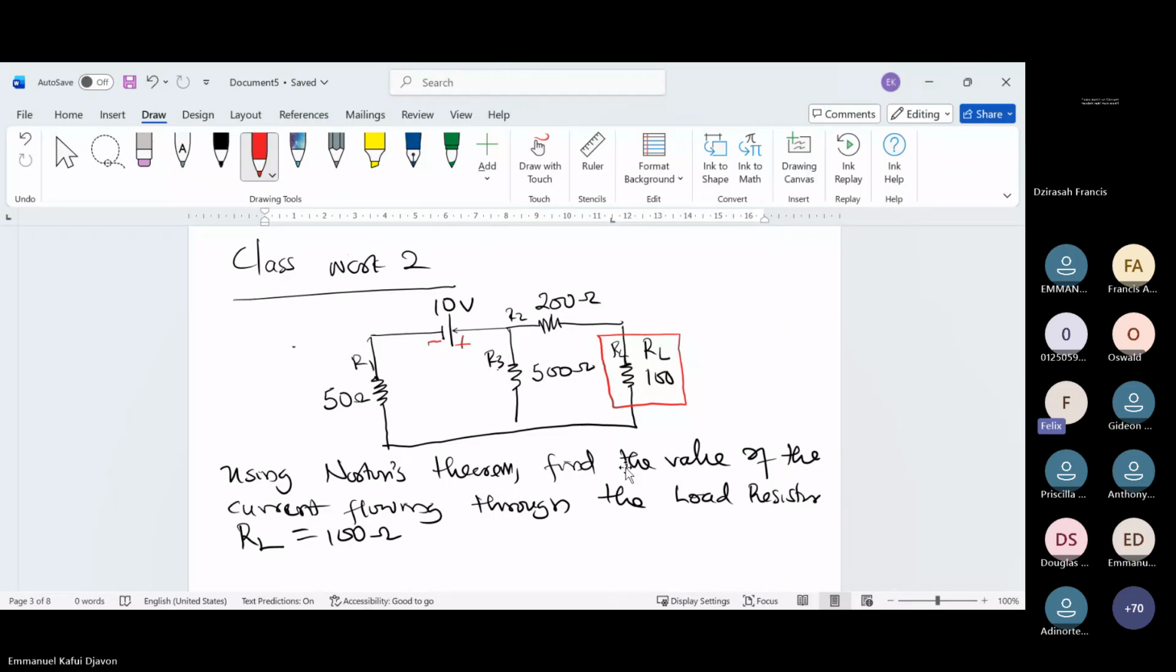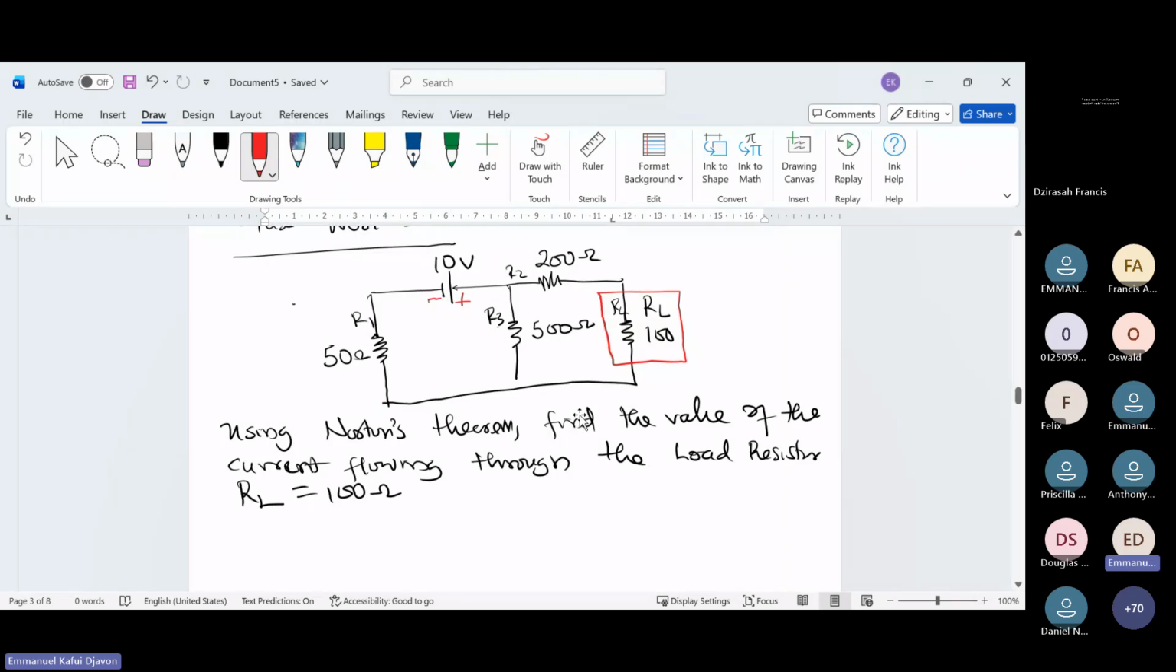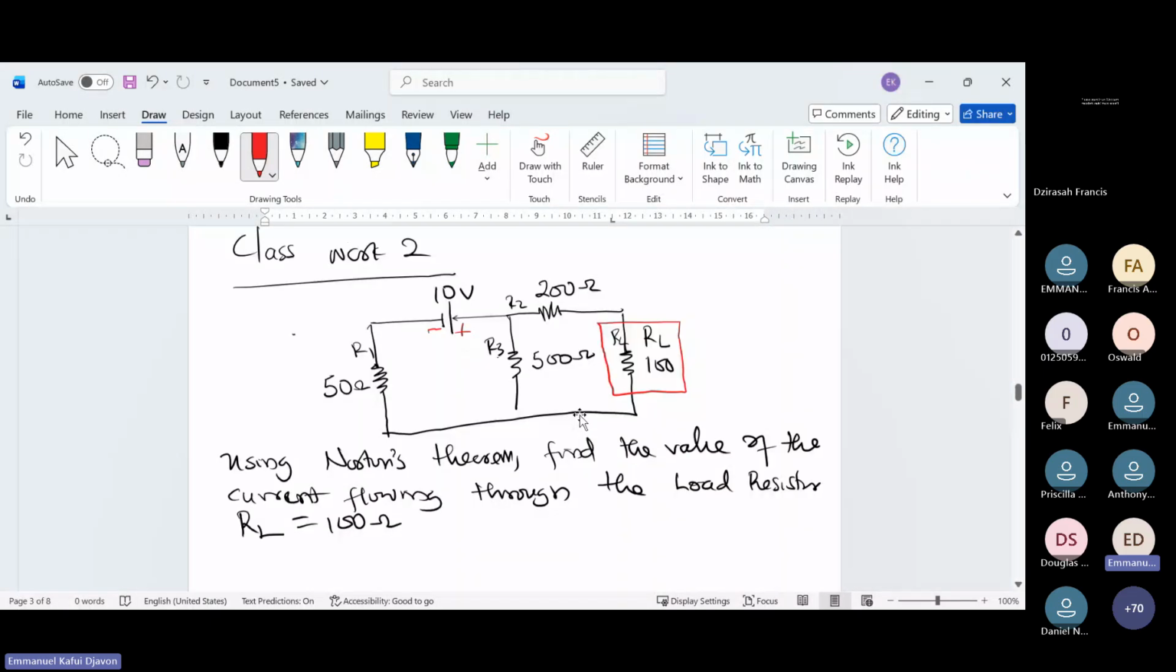Sir, Martin, please continue. I solved it. I got the current passing through the RL to be 0.13 amps. I don't know whether it's correct or not. Please, since he is talking, allow him to talk and then let's all hear him, please. Don't say I did not hear it. Let's solve now.